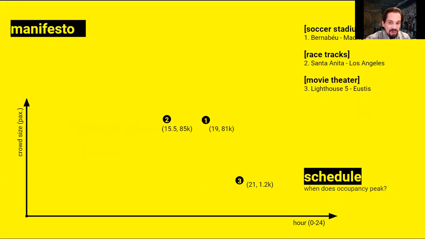Another alternative could be measuring the crowd size versus schedule, meaning at what time of day does occupancy take place. If our x-axis is now a 24-hour schedule from midnight to midnight within the same day, you'll see how all 3 building types are now closer together, given how going to the races, to the stadium, and to the movies are all afternoon activities.